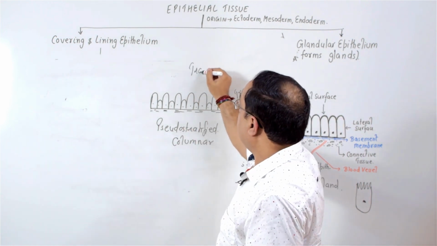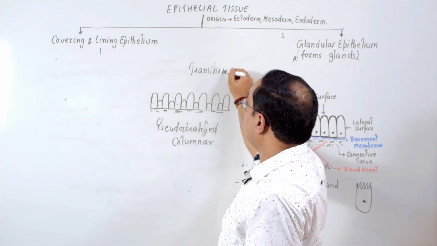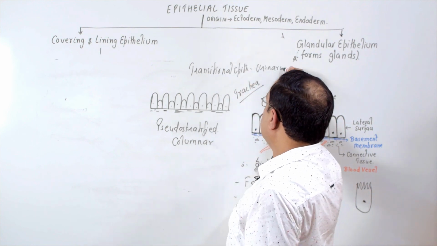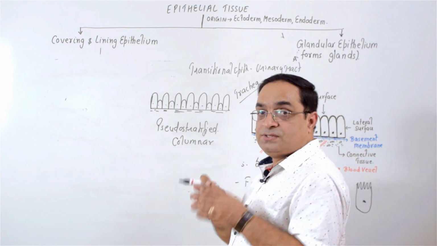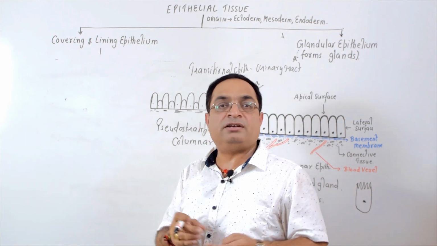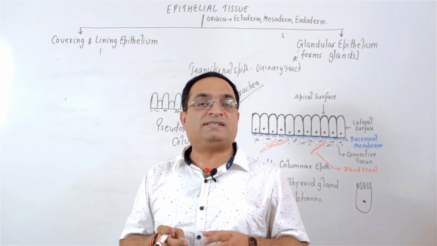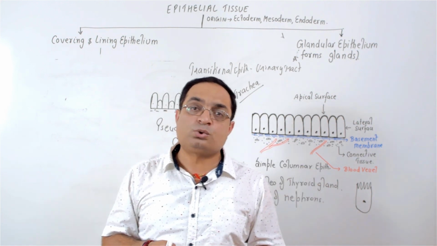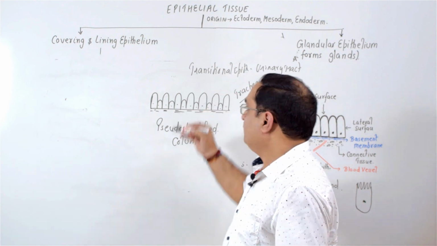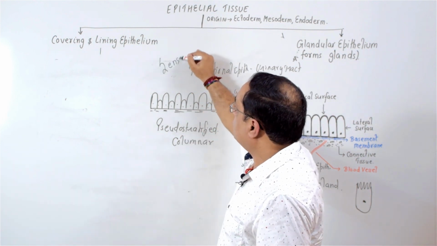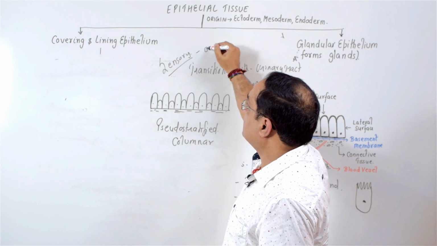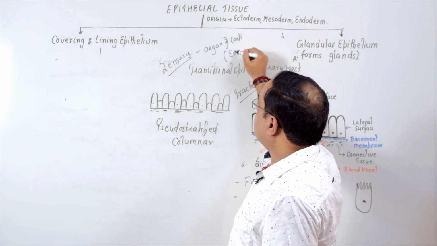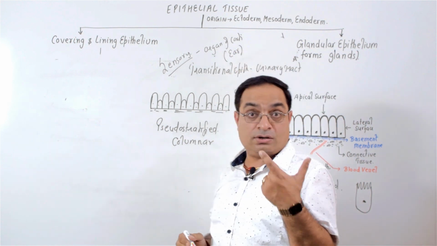Another special type of epithelium, that is transitional epithelium, is present in the urinary tract, that is in the bladder. The bladder stretches when it fills up with urine. So the cells, they are cube shaped, but when they are stretched, they appear to be squamous. Sensory epithelium, that is the specialized columnar epithelial cells, as in case of organ of Corti, which is present in the ear. It is the actual sense organ for hearing.